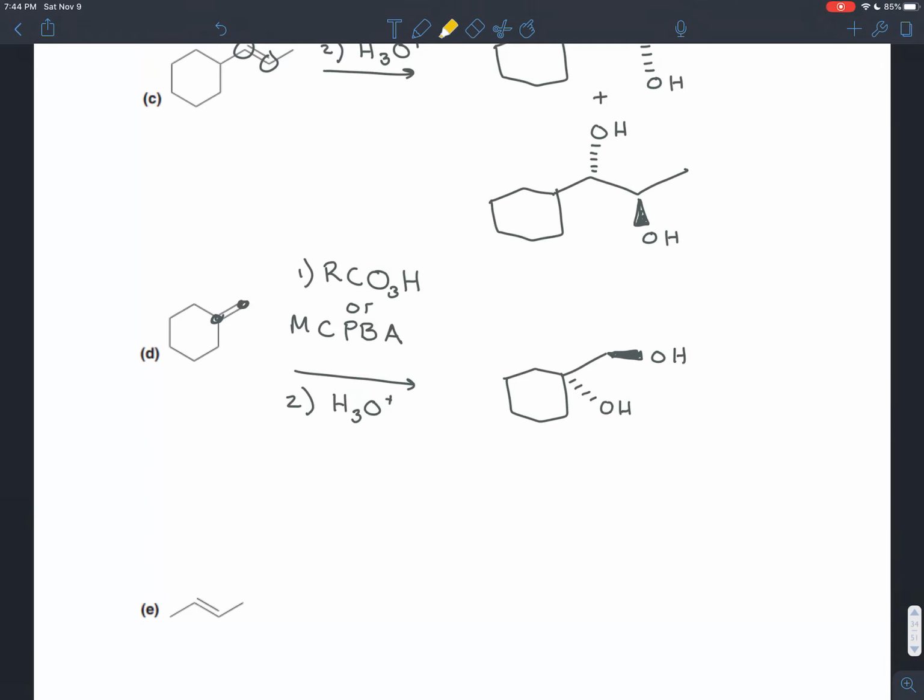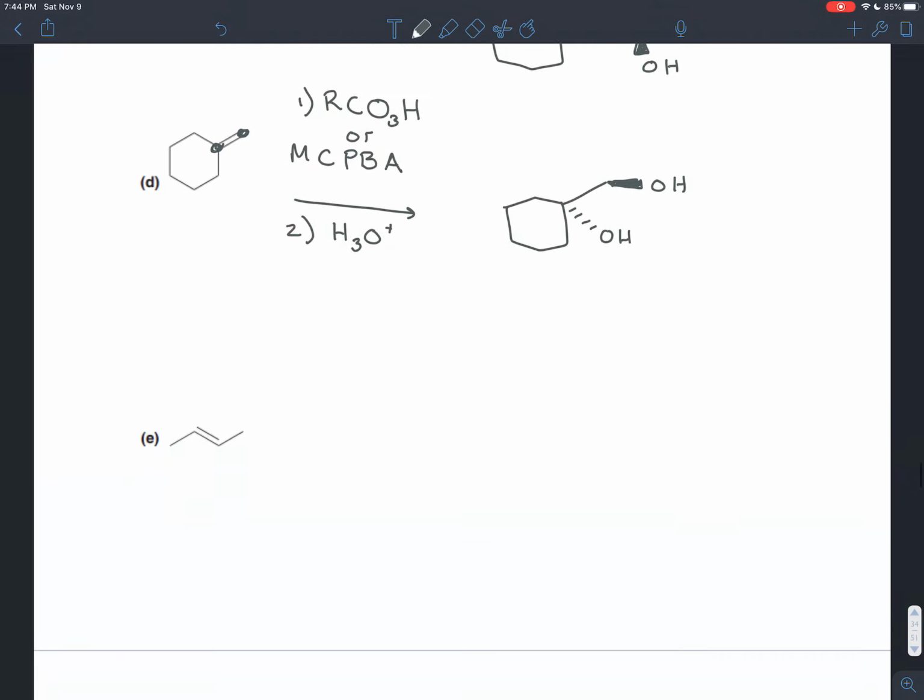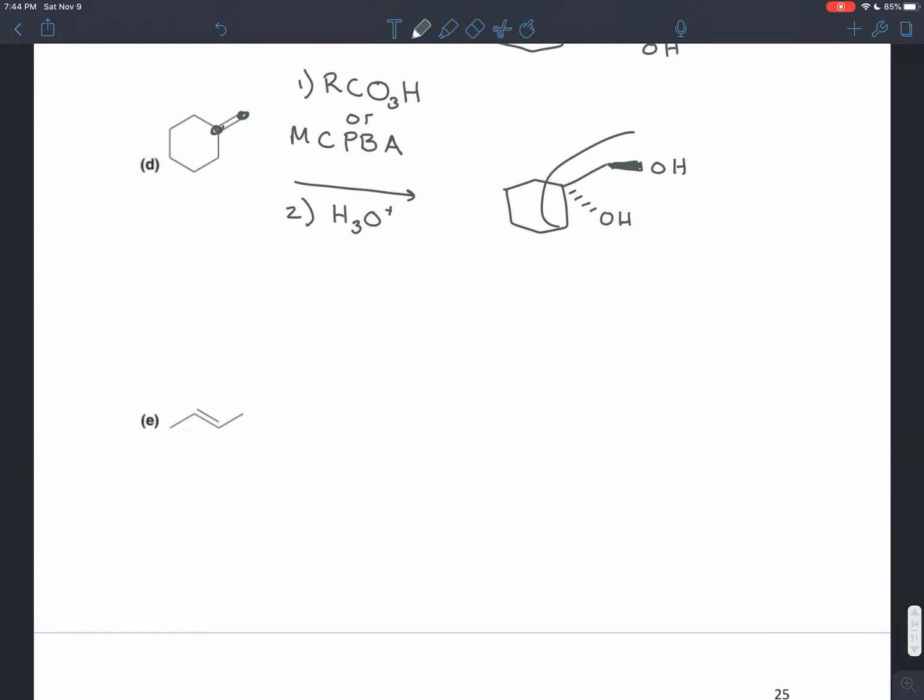Because of that, because we don't have any chiral centers, we would not draw the enantiomer. The enantiomer would just be drawing this all over again. So you draw this molecule, and technically you wouldn't even have to include the stereochemistry, but I'm going to do it just to emphasize the fact that this is anti-addition.